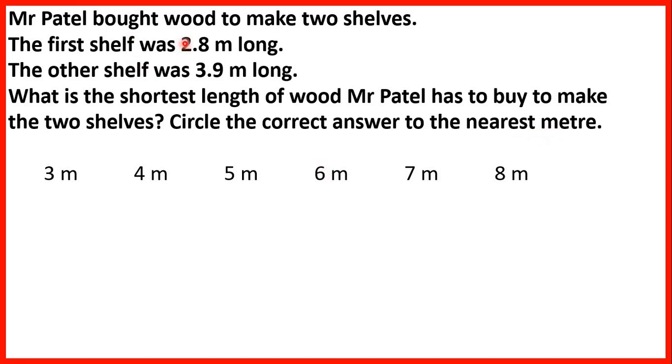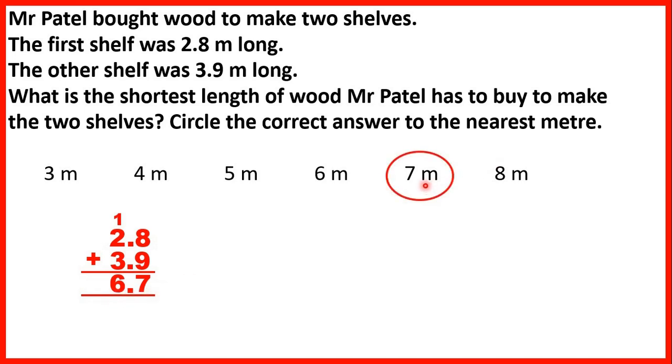So one shelf was 2.8 and the other was 3.9. So let's work out how long the 2 shelves were together. Remember, when we're adding decimals, we copy down the decimal point and then we can use column addition to get 6.7. So the 2 shelves were 6.7 meters, which means that he needs 7 meters of wood.